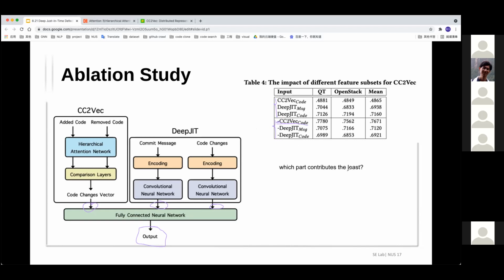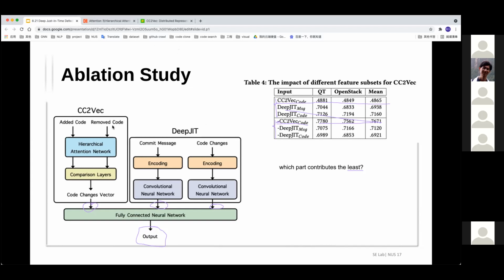And what contributes the least? The least should be the CC2Vec code. For the single feature here, this result is the worst. And if you just deduct the feature from CC2Vec, the score is quite high. So what I mean is the code does not matter, right? It means that if we want to predict whether it is a bug, analyzing code does not matter, and all the information provided by code does not matter.